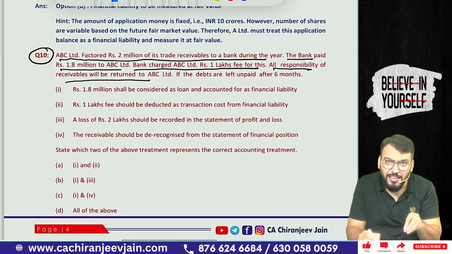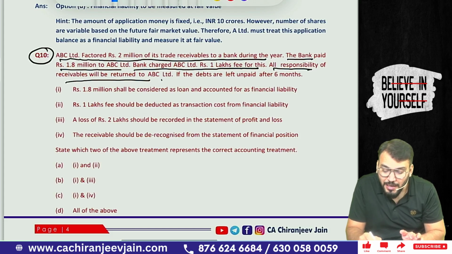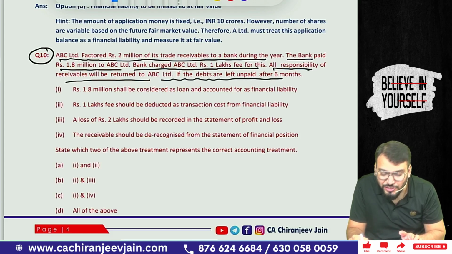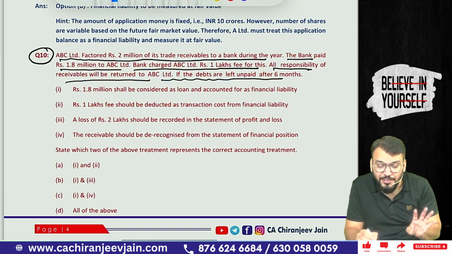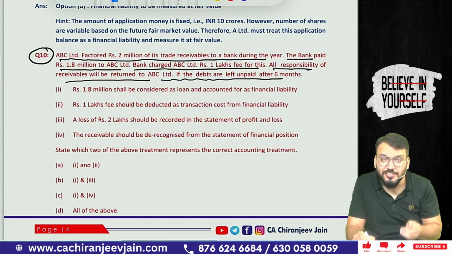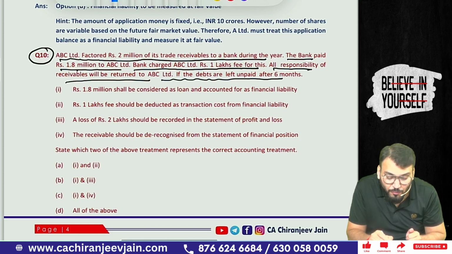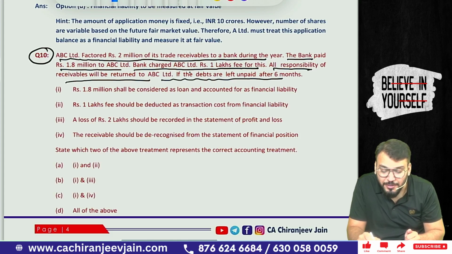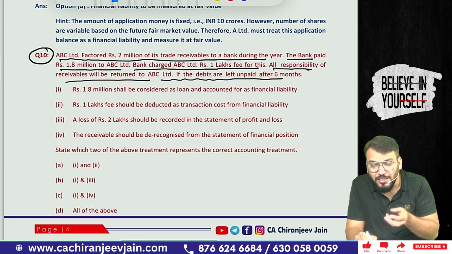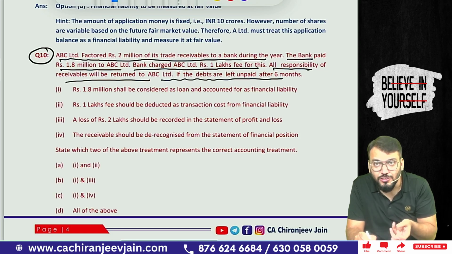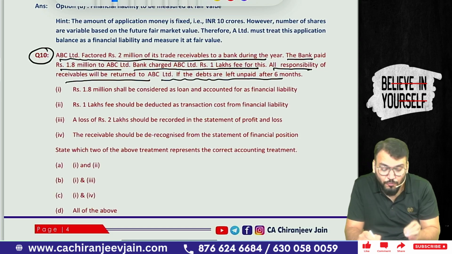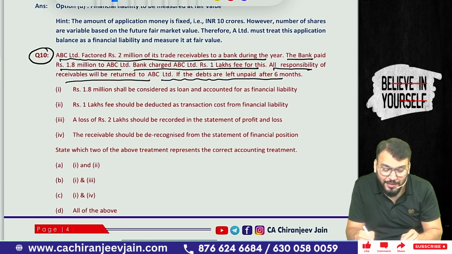It will remain in the balance sheet of the company only, if the debt is left unpaid after 6 months. Correct? So in this case, can I say the 2 million will not be de-recognized and they need to recognize the consideration received as a liability. So the liability will become 1.8 million, but the bank charged ABC Limited rupees 1 lakh for this. So this 1 lakh becomes a transaction cost, therefore the financial liability is measured at 1.8 million minus 1 lakh. So what will it be?